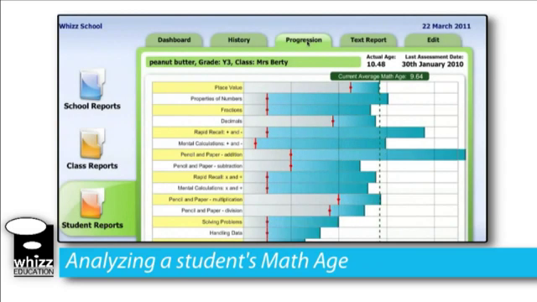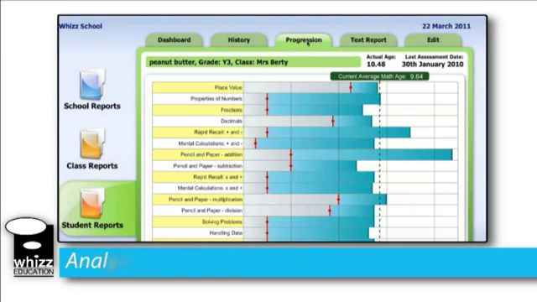We can see that when Peanut Butter first did his assessment, in place value, he had a MathStage of 9.5. Yet in mental calculation strategies, he had a MathStage of just 7.5. And quite often we do see students that have a 2-year gap between their best and least favourite topic.